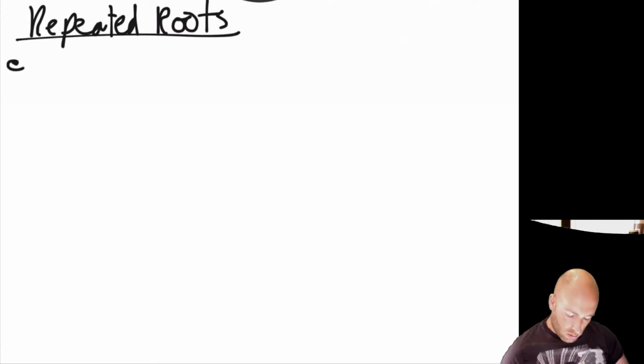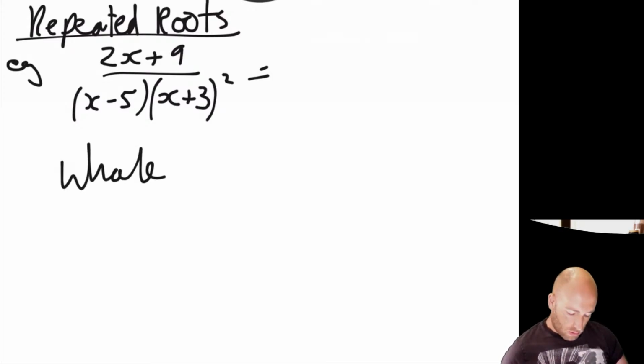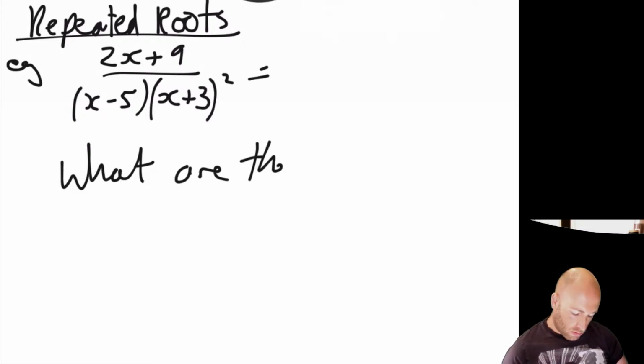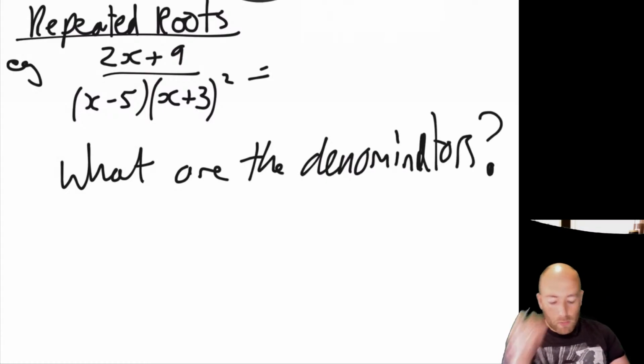So for example, 2x plus 9 over x take 5, x plus 3 squared. My question to you guys, what are the fractions? What are the denominators? So I'm going to give you a couple minutes to think about it. What would you put if you had to just do this one? What would you use as your denominators? So 2 minutes, have a quick think.